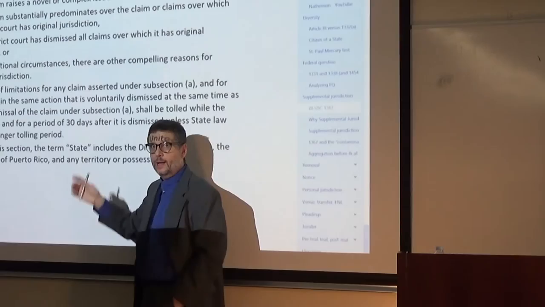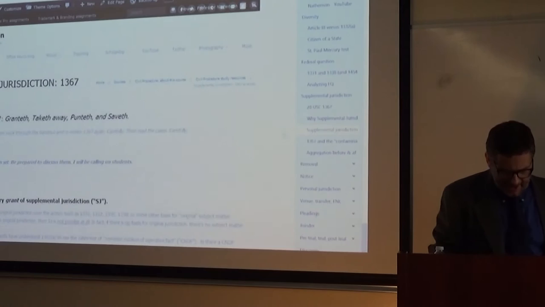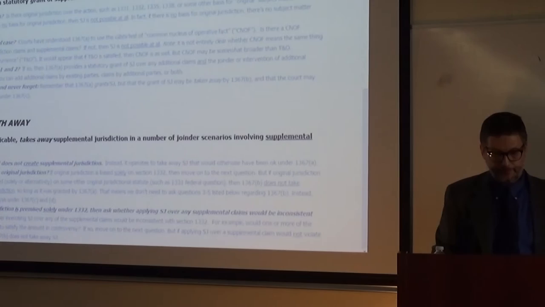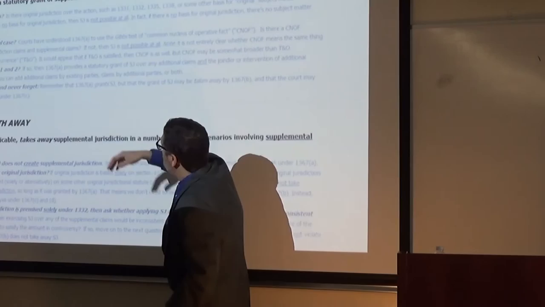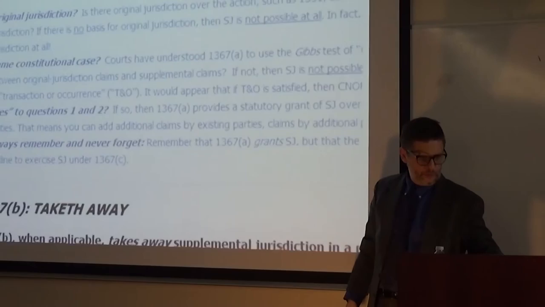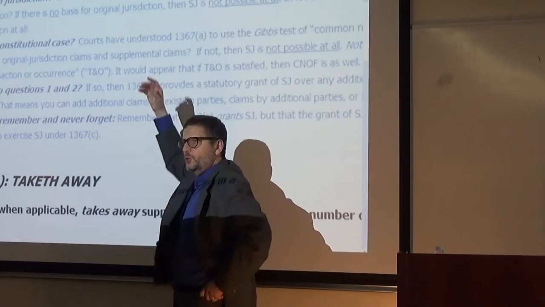Okay. Now let's go a little bit more deeply into this. And here I have a handout that you can look at on the website. This carves up the statute bit by bit. You can't see it too well up on the screen, but I'll make it bigger and note the important parts to you. A is that grant. First, is there original jurisdiction? For example, do you have diversity jurisdiction? Do you have a federal question? If so, move on.